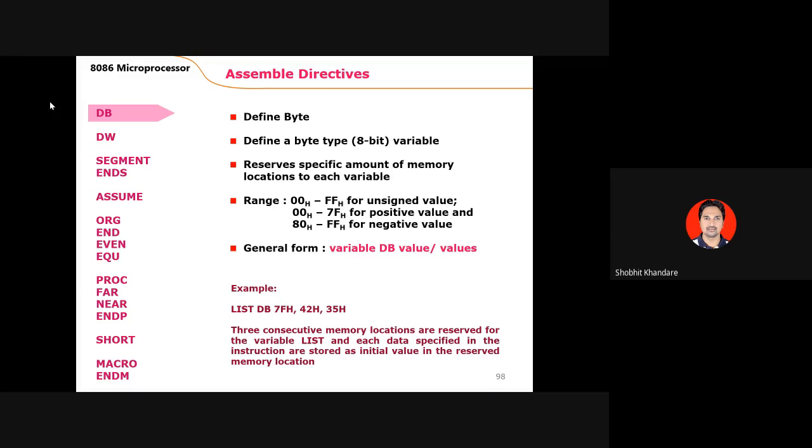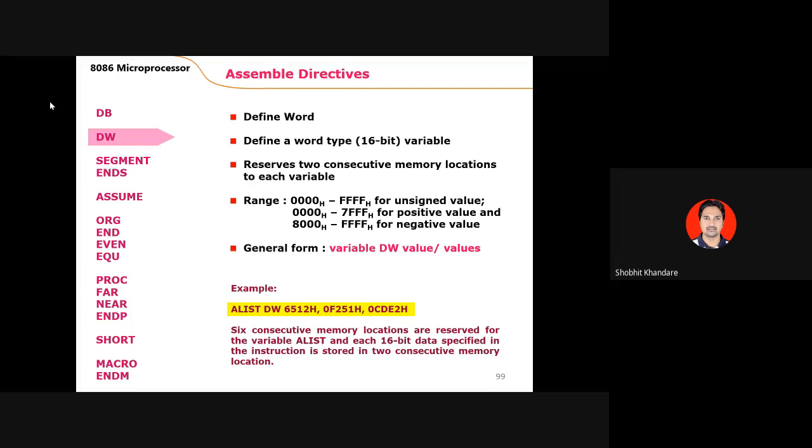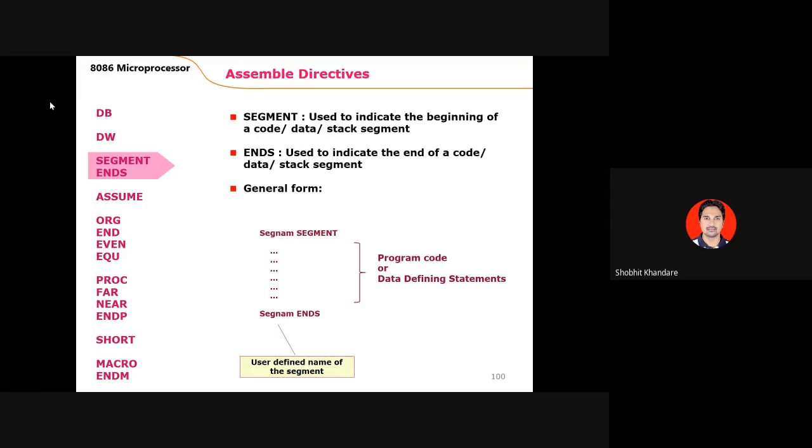Defined byte is done. Defined word. It is also related with the 16-bit. You have examples. Okay. Please go through this. Segment ends. Look, there is an example. Okay, there is an example.